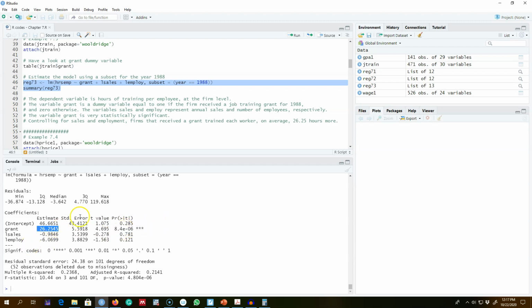So this is how you interpret these dummy variables. In the next couple of examples, I'm gonna introduce you to models where we have our dependent variable in the log form, and then we'll see what the interpretation of these dummy variables will be.